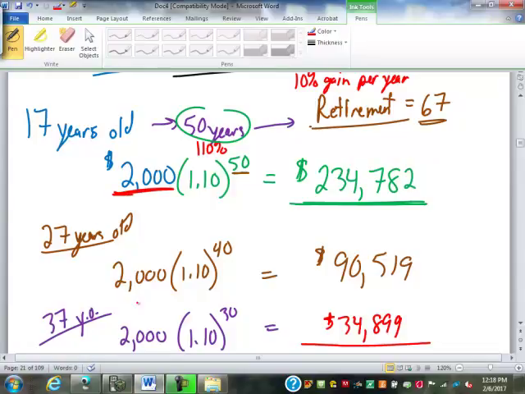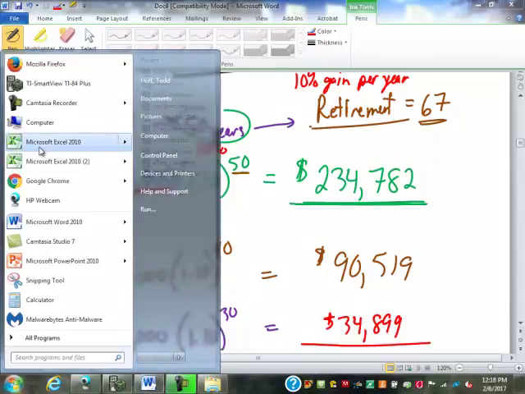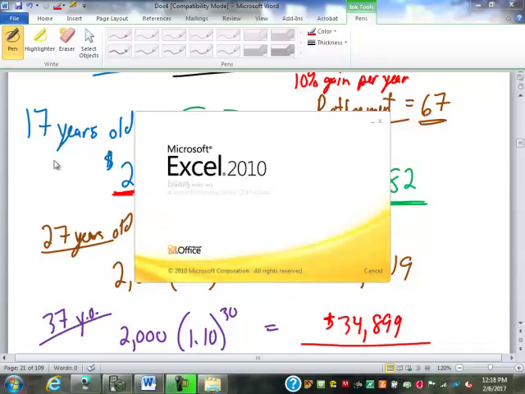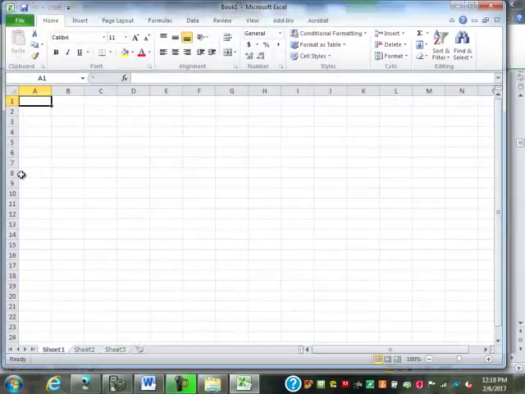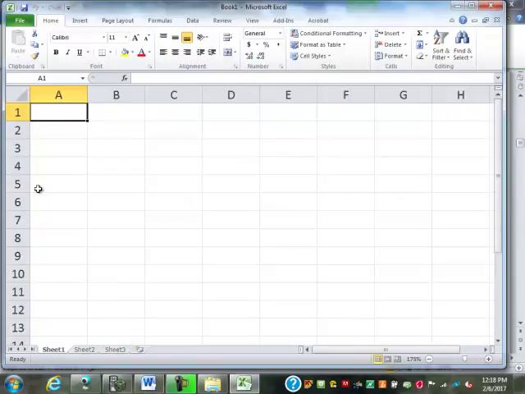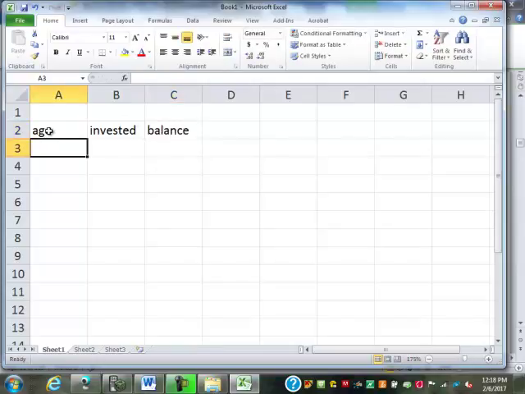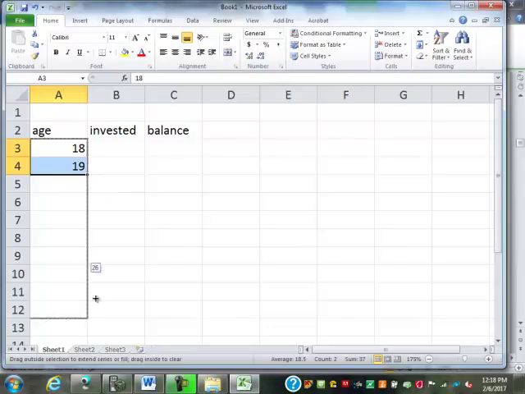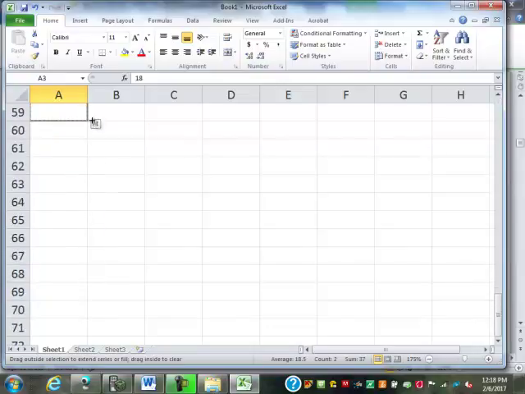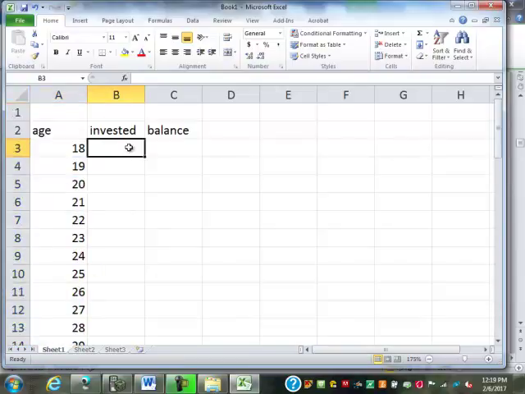Take a look. We've got a couple minutes here, so I'm going to take a look at a quick spreadsheet. Let's just look at your age, investment, and balance. And we're going to start out at, let's start out at 18. What the heck? We'll go up to 67 here again, which we're going to assume is your full retirement age.